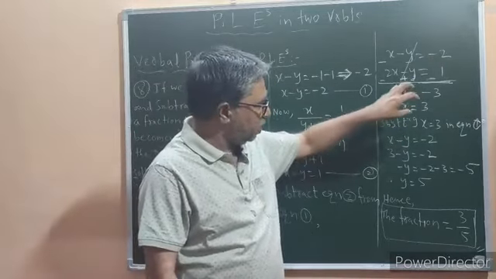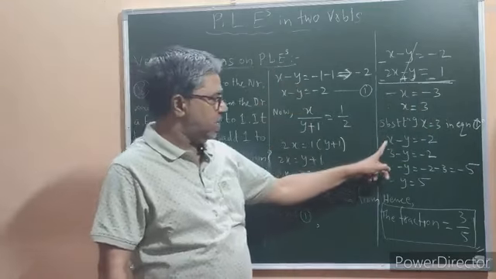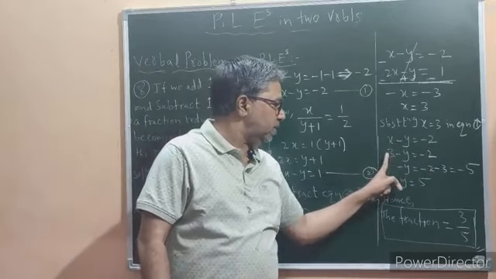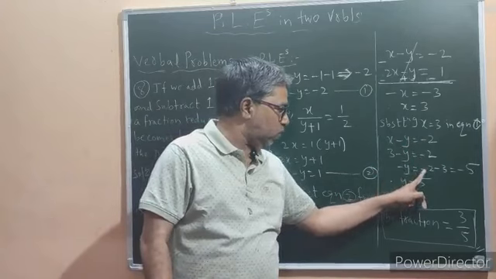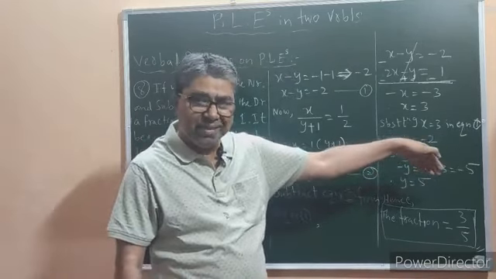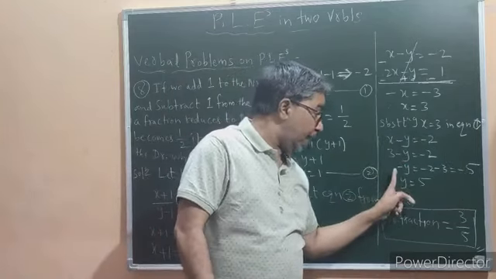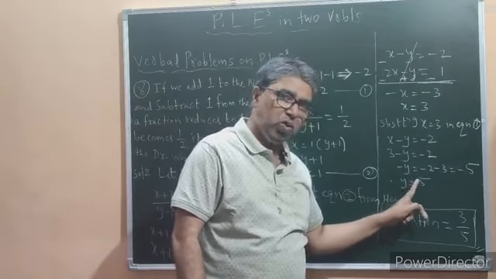Let us substitute x is equal to 3 in equation number 1. X minus y is equal to minus 2. Replace x by 3. 3 minus y is equal to minus 2. Minus y is equal to minus 2. Shift my plus 3 towards right side. Minus 2 minus 3 will be minus 5. Minus y is equal to minus 5. Therefore y is equal to 5.